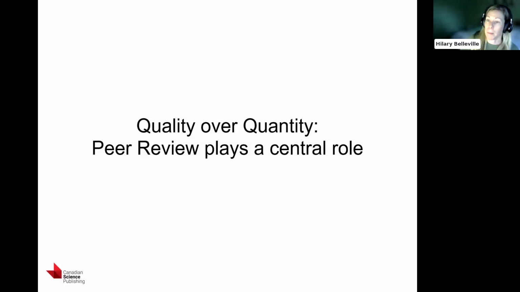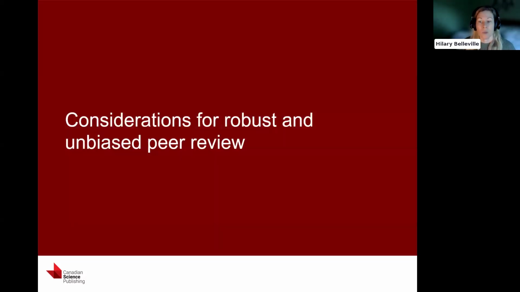So moving from output to impact and from quality over quantity of publications, peer review remains a central player to publishing. So when we say quality peer review, we mean that it should be rigorous, robust, and unbiased.